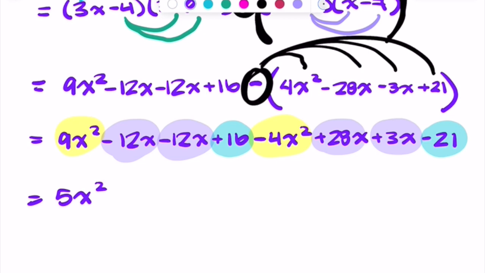Next, I should do all those x's. -12 and -12 give me -24. -24 and +28 give me +4. And +4 and +3 give me +7. Now, of course, those were just the coefficients for my x, so I get a +7x. And then last but not least, I have +16 and -21. My final answer there will give me a -5.